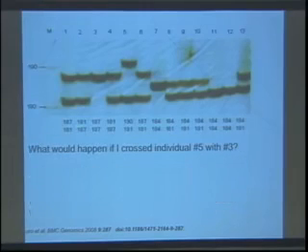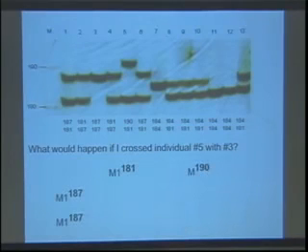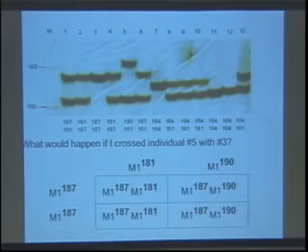What would happen if I crossed individual number 5 with number 3? Think about it for a minute, and I'll show you the answer. It's really nothing more than Mendelian genetics. You just write out a Punnett square again. I've called this marker 1, and the allele is the size. If I had a cross between individual 5 and 3, half of the progeny would be heterozygous for 187 and 181, and the other half would be heterozygous for 187 and 190. Does that make sense?